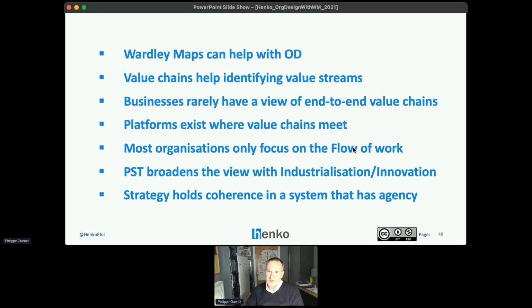And finally, the strategy does all the coherence in the system instead of planning. So bringing the strategy as basically the common language, and creating therefore agency in the system. And if you do the coherence of the system through planning, there won't be agency in the system.